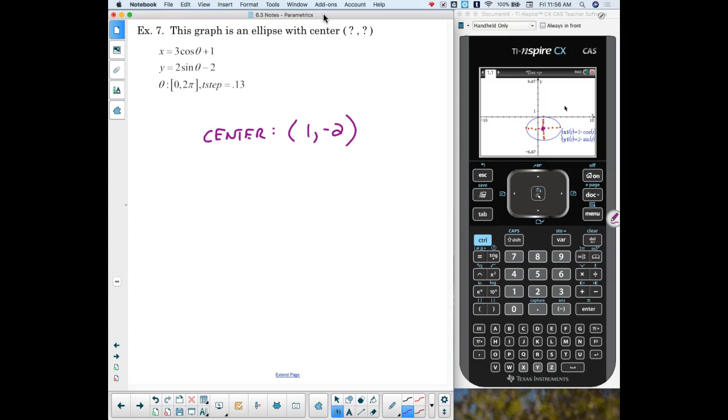Where did those show up earlier? Right here. Positive 1 is right there, and negative 2 is right there. And then the stretchiness, it's elongated on the x, so the major axis is the x-axis, the horizontal axis.